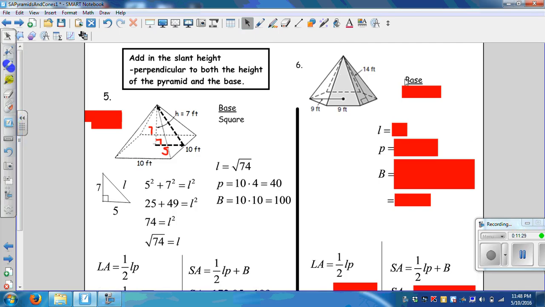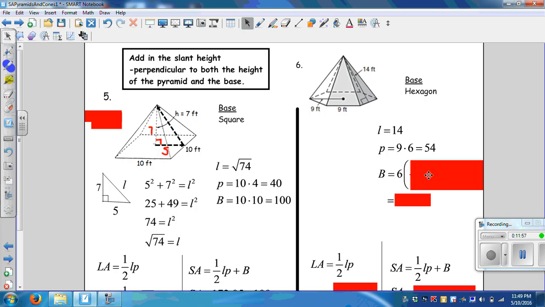Number 6, the base is a hexagon. So we're going to have to calculate the area of the hexagon, but at least they do give you the slant height already. So you have a slant height of 14. The perimeter of the base, each side is 9 because it is a regular hexagon. So we have 9 times 6, which is 54. So remember, with the hexagon, you have a hexagon created out of 6 equilateral triangles. So I'm going to figure out the area of one of those and then times by 6.